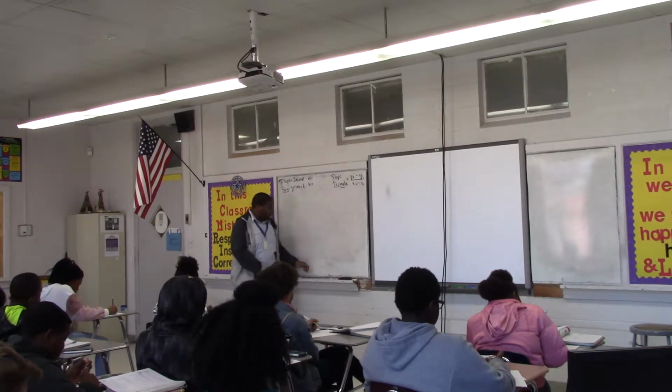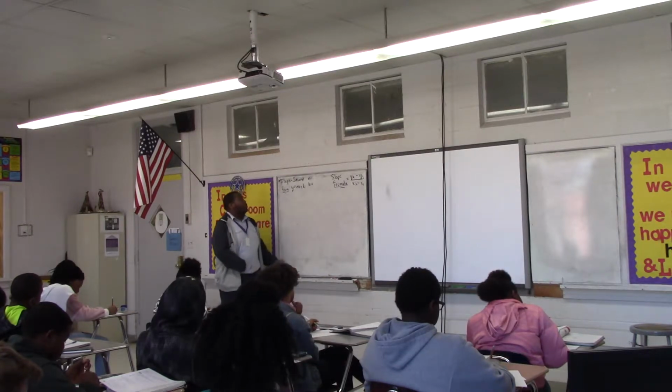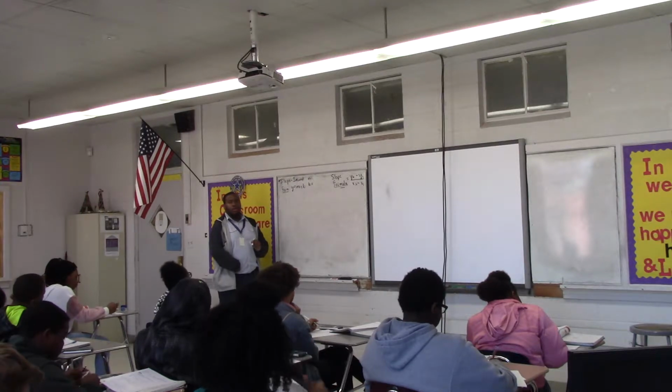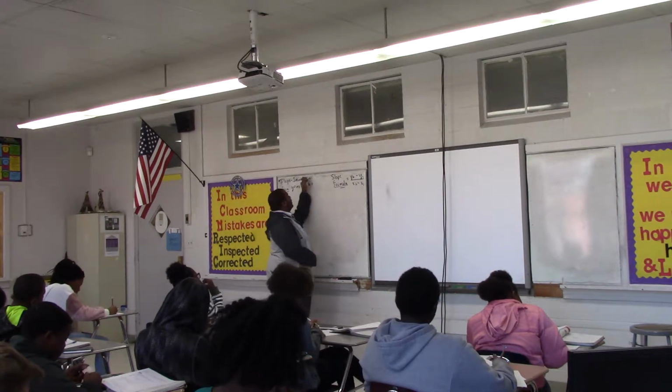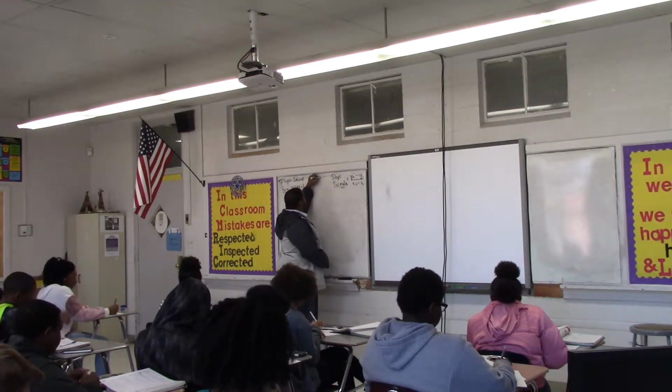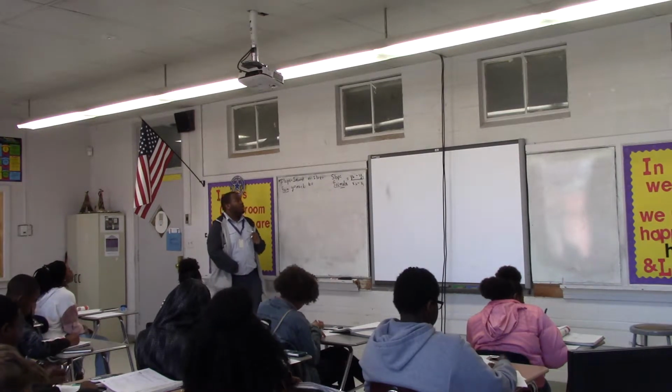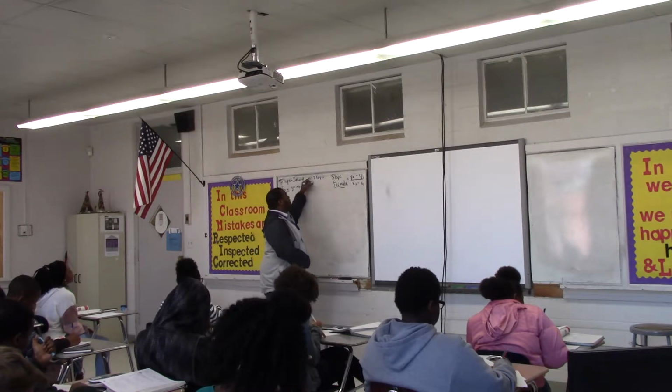Alright? Now, inside the slope-intercept form, what is my m? It's my slope. My m is my slope. And what's my b? Y intercept. The what? Y intercept.